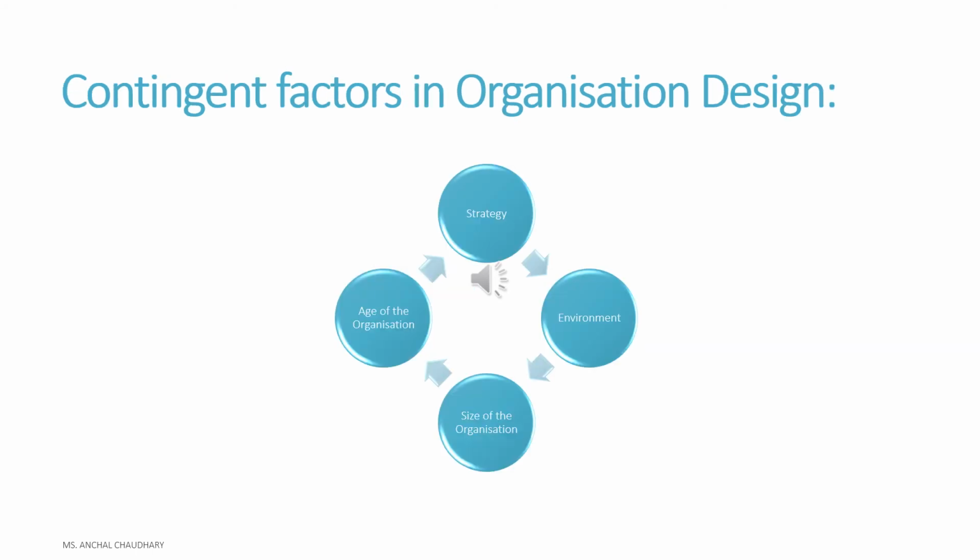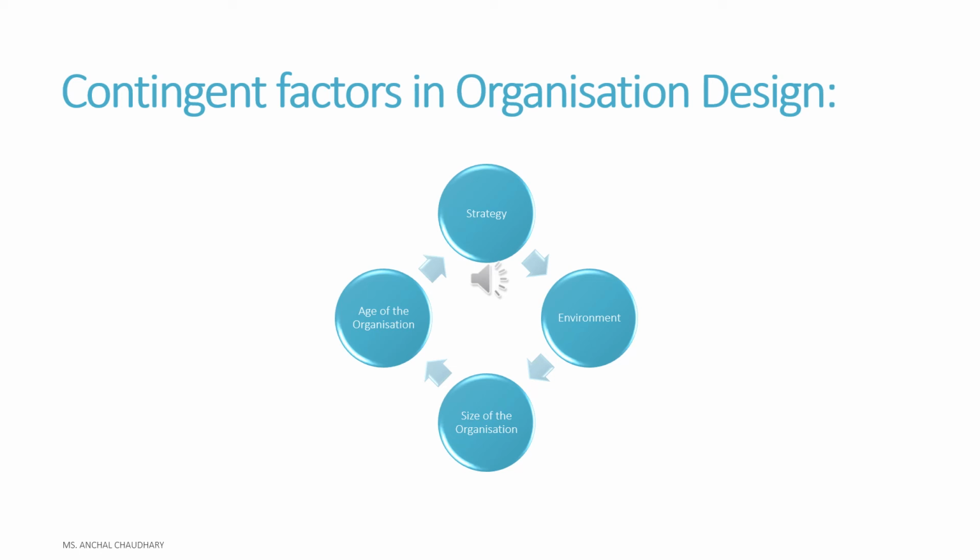Next are contingent factors in organization design. First is strategy. Whatever strategy you are making, it should be based on the company's mission and its strategic goals and objectives. Next is environment. Environment has an impact on decision making, specifically the difficulty of making decisions in an uncertain and unpredictable environment. So the organization must be able to adopt those changes and must be well prepared for such changes in advance.